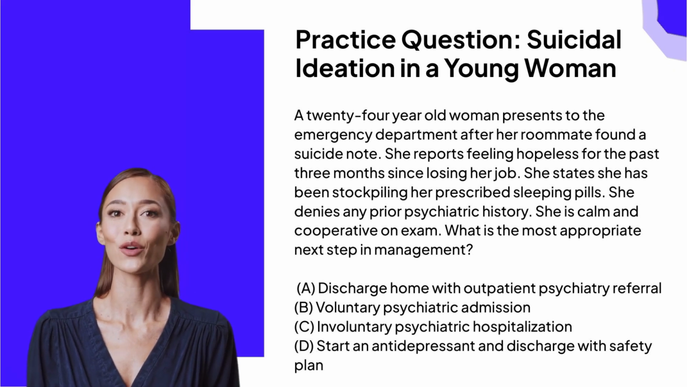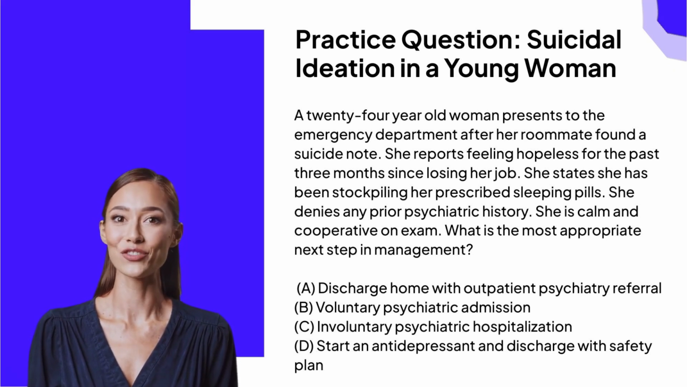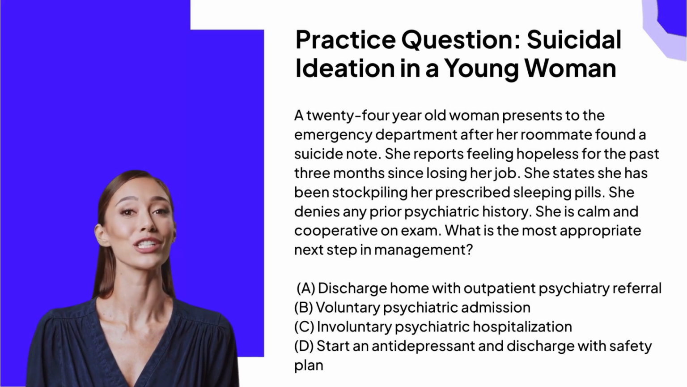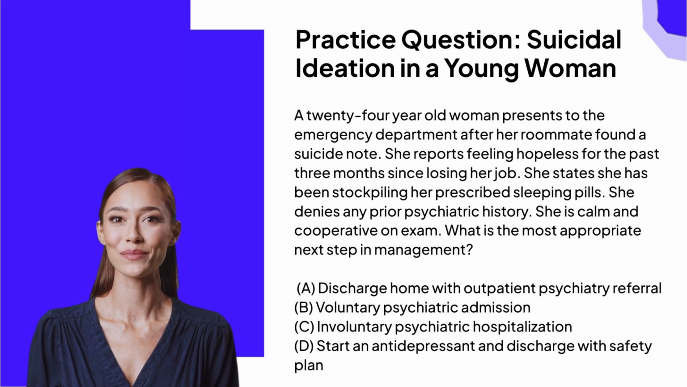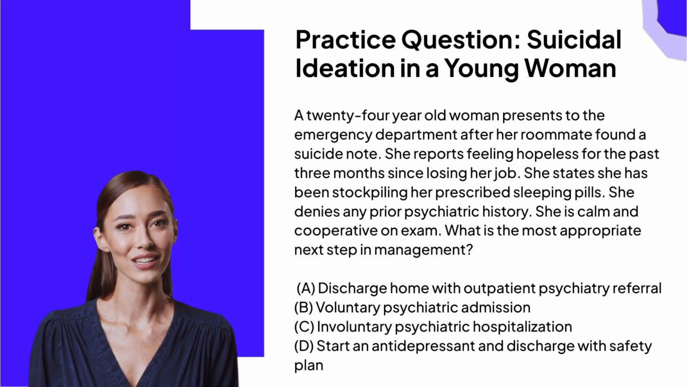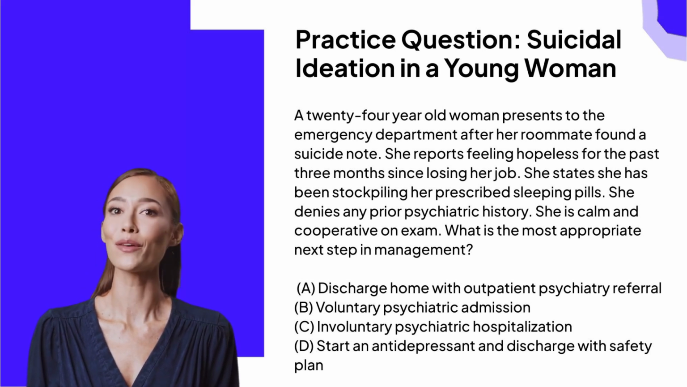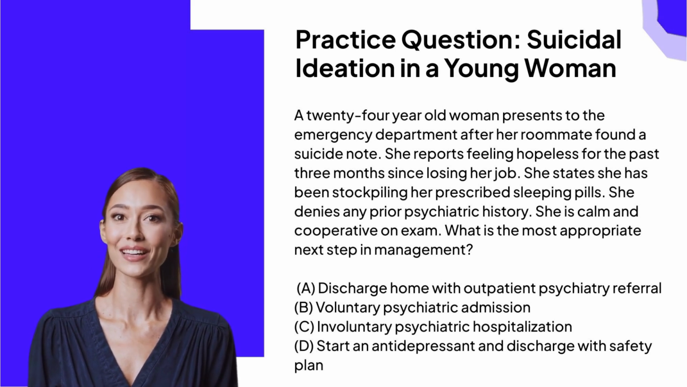A 22-year-old man presents with a 5-day history of dysuria and purulent urethral discharge. He had unprotected intercourse 2 weeks ago. On exam, there is yellow discharge at the urethral meatus. Gram stain shows gram-negative intracellular diplococci. What is the most appropriate treatment? Take a moment to think about this before we walk through the answer on the next slide.